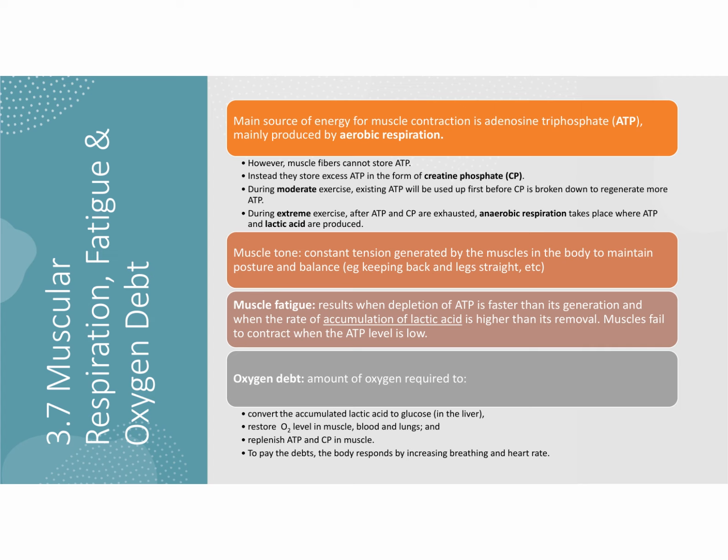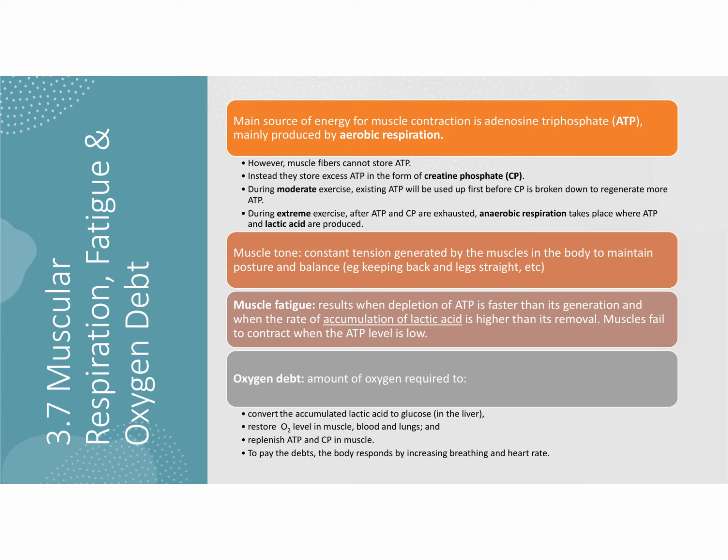Think of ATP as the cash in your wallet. You spend it first. Creatine phosphate is like your savings account. You tap into it once the cash runs out. During moderate exercise, ATP is consumed first. Then creatine phosphate steps in to regenerate more ATP. But during extreme or prolonged exercise, once both are exhausted, the muscles switch to anaerobic respiration, producing ATP alongside lactic acid as a byproduct.